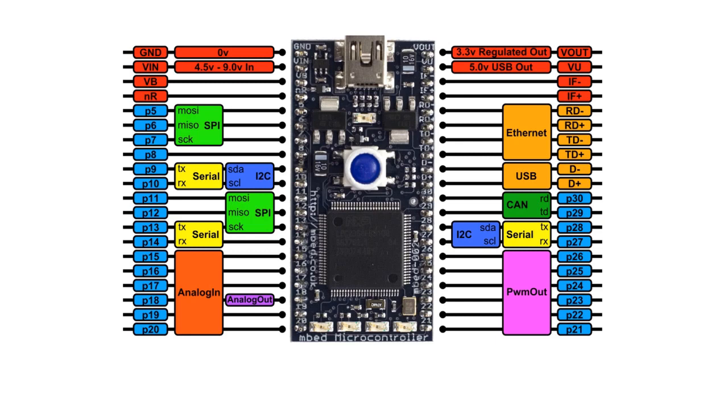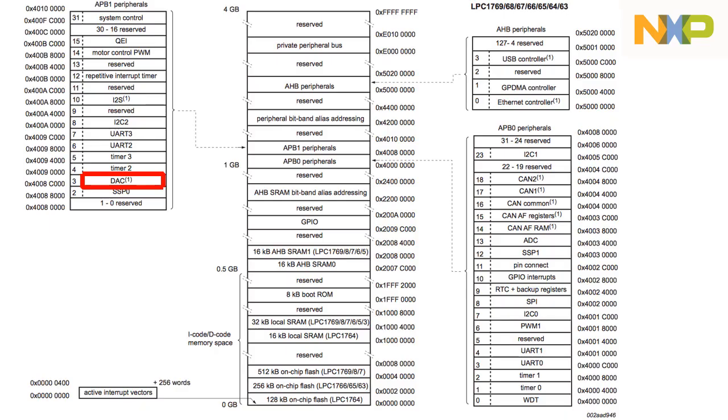So on the mbed, there's actually only one DAC output. That's on pin 18. So you need to make sure that you use the correct pin when using that. And this is where the DAC lives. So the DAC is in this APB1 peripherals within this memory address. So all the registers inside the DAC peripheral live within these memory addresses.